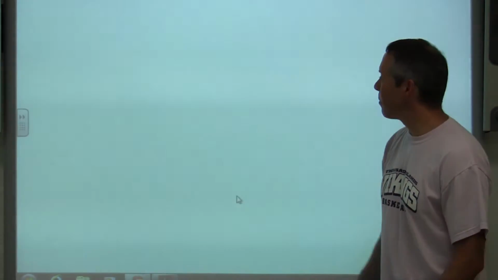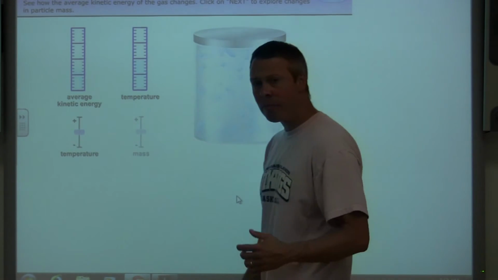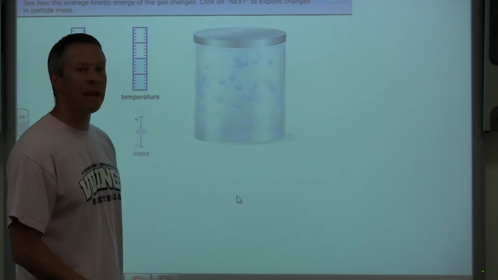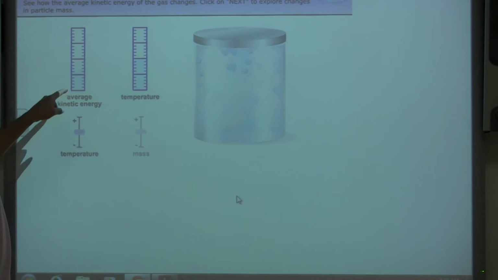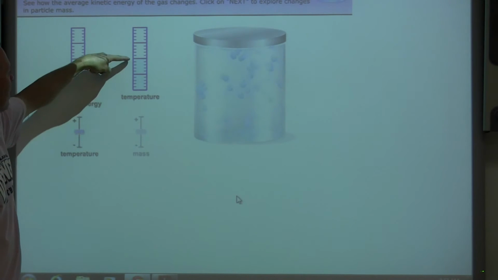Let me just show you an example of how temperature is connected to kinetic energy. So this is actually a model of a gas. So you can see the particles that are moving around, they have a certain level of energy. It might be hard for you to see, but the level is blue. The average kinetic energy is up to here. The temperature is up to there.